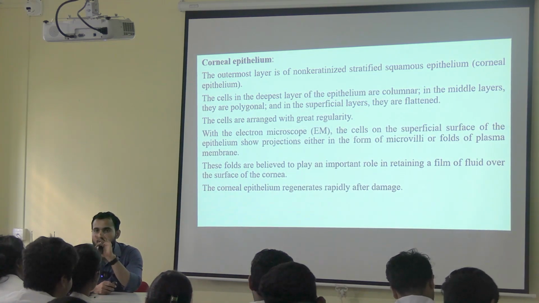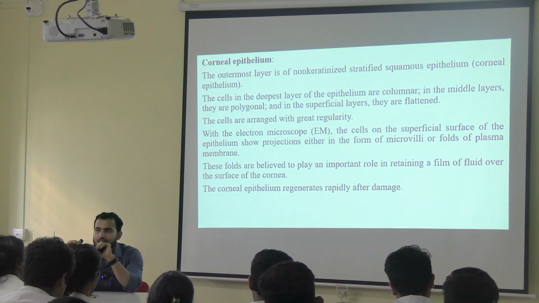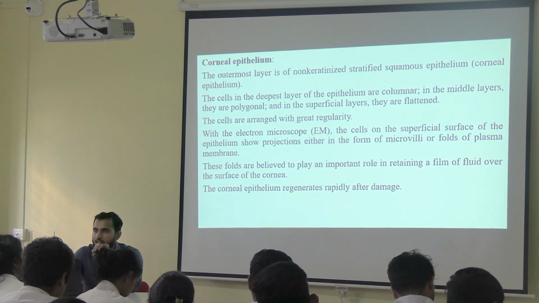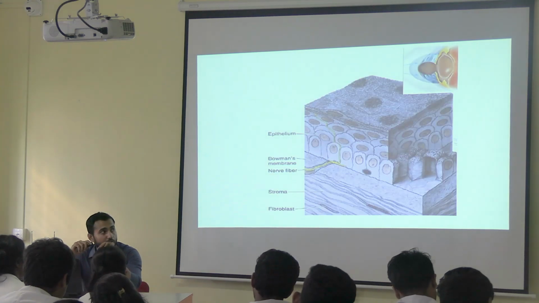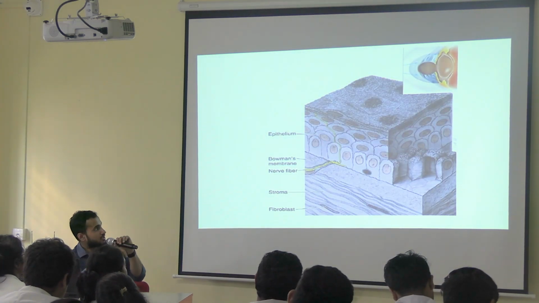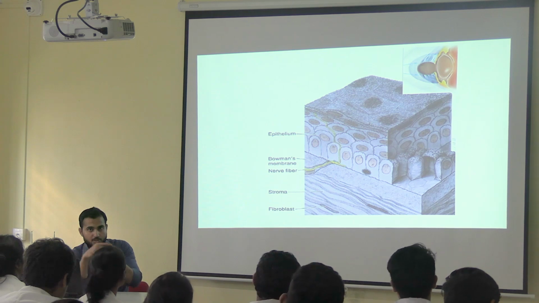Okay, so that is the corneal epithelium. Now the corneal epithelium is resting. Where will it rest? For that a basement membrane is there, and that is called Bowman's membrane. Now before going to this, this diagram you don't have to draw. Okay, this is for your understanding.